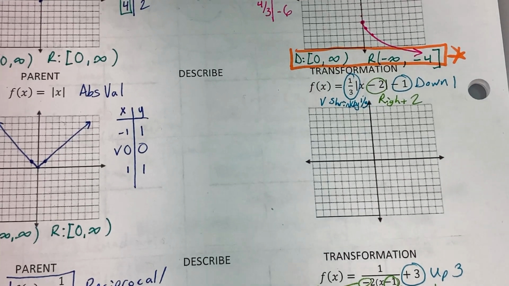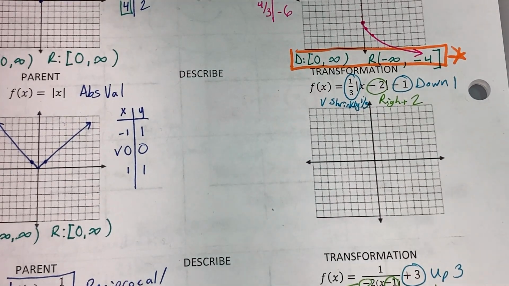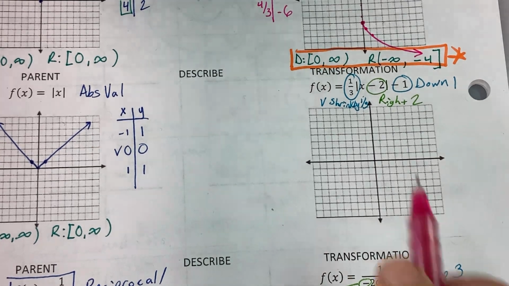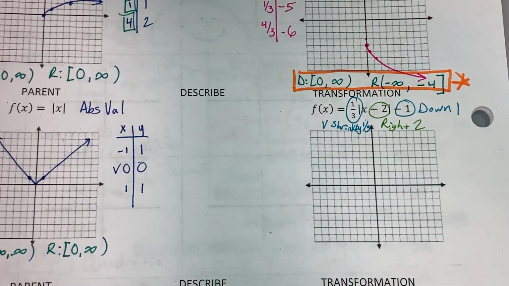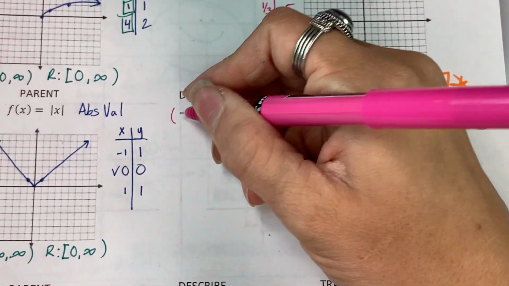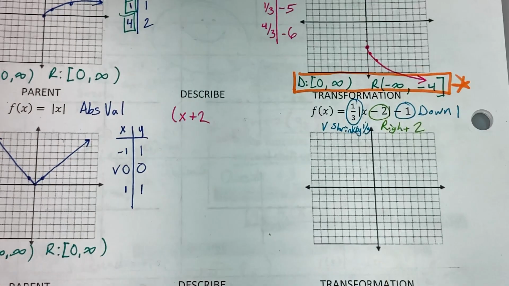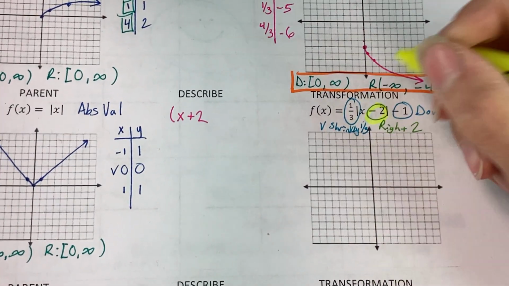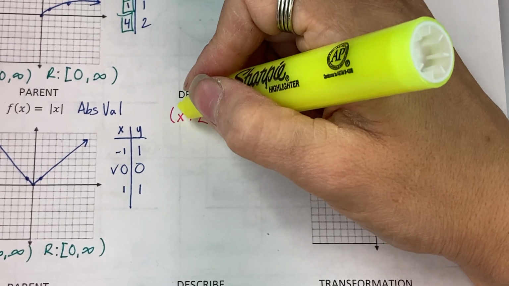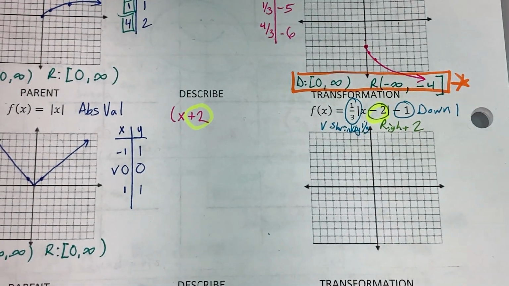All right, folks, continuing with this problem. Now that we've got our transformation descriptions, we are ready to write the coordinate formula. So which of these transformations are affecting my x values? Just the right 2. How do we move our x values to the right 2? We are going to add 2 to each of the x values. So again, it's a minus 2 in the equation, but it is a plus 2 in the coordinate formula.